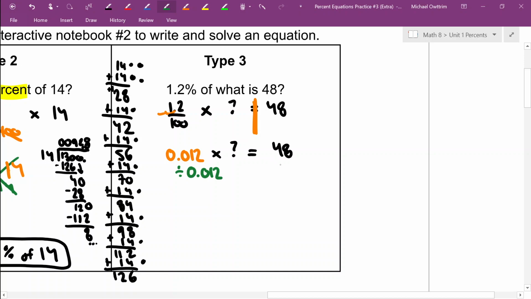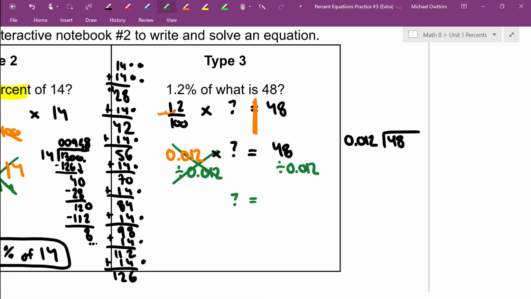So we'll divide the left side by 0.012, and we'll divide the right side by 0.012 as well. On the left side, multiplying and dividing by the same number cancels out, leaving us with just our question mark, and on the right side we have a calculation to complete. So I want to take my 48 and divide by 0.012.